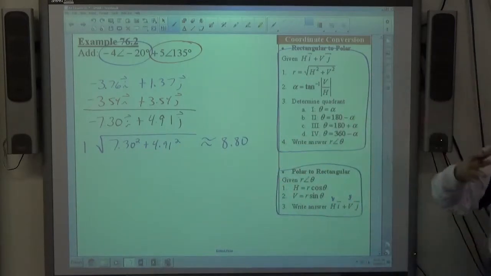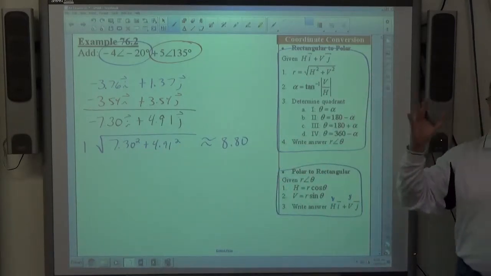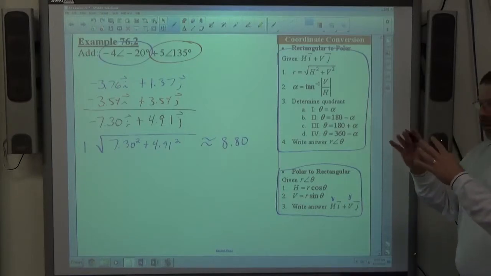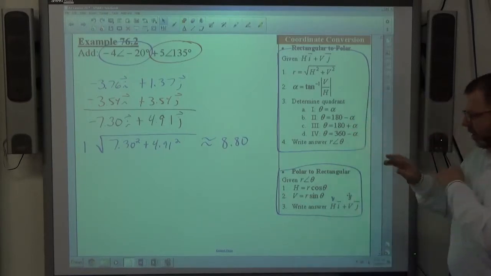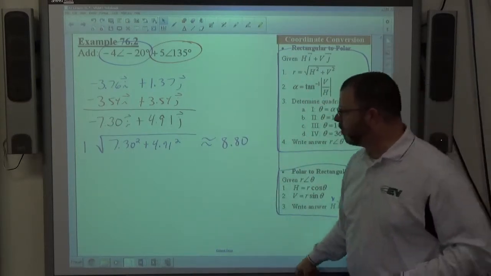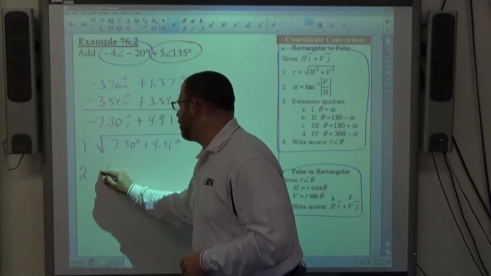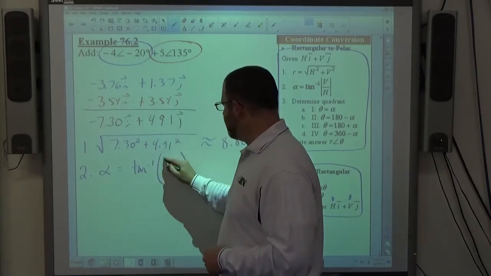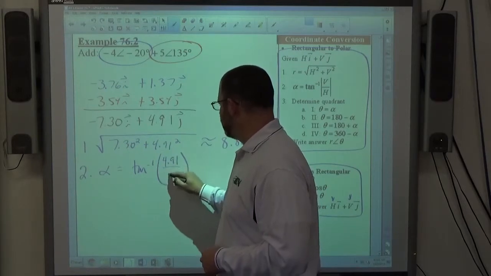Again, everything's right there in your possession, but some of you, maybe you're panicking during a test, but some of you just aren't making those connections, but it's just right there staring you right in the face. And again, absolute value bars make everything positive. So step 2, alpha, this reference angle, is going to equal the inverse tangent of v over h.